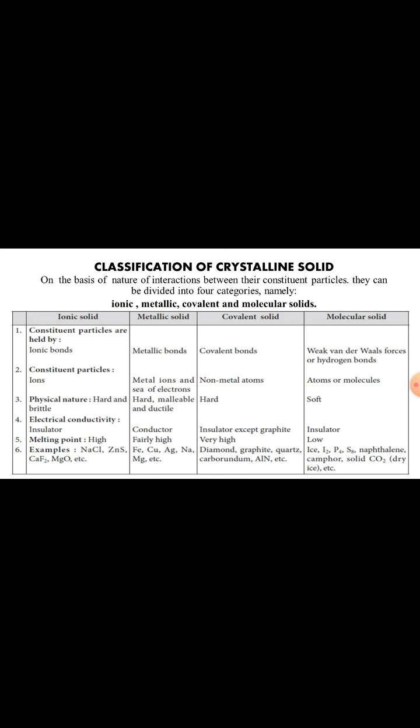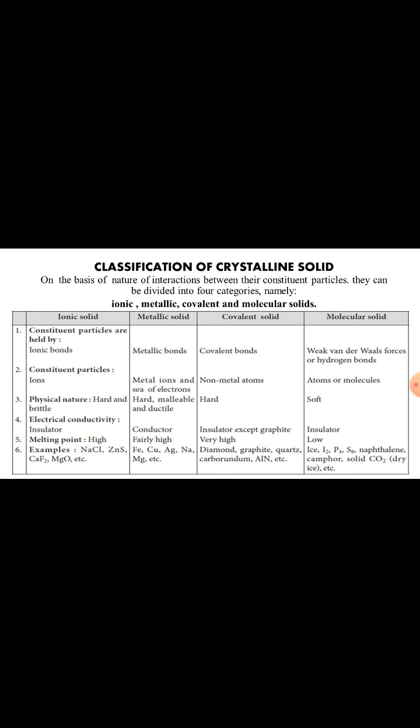Examples are all the metals of D block, F block, S block and so on. Some common examples: copper, silver, gold, iron, Mg. These are some examples given here.